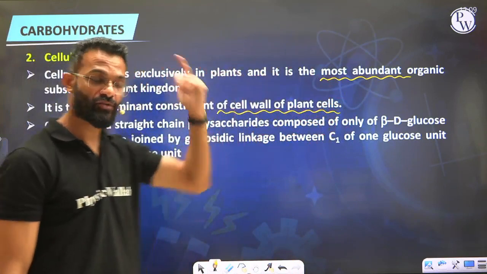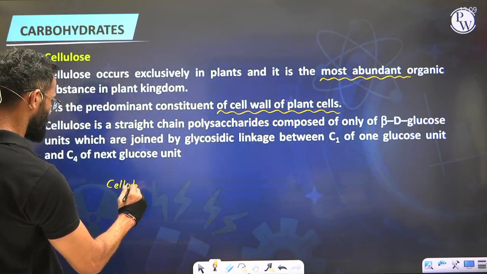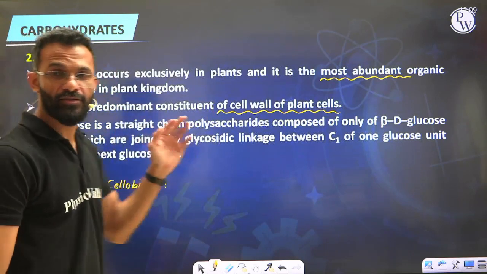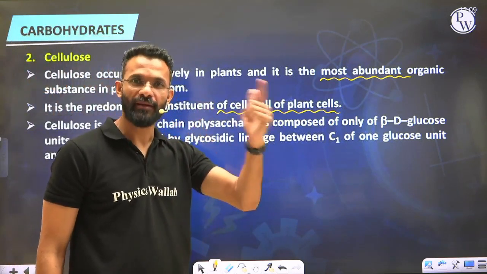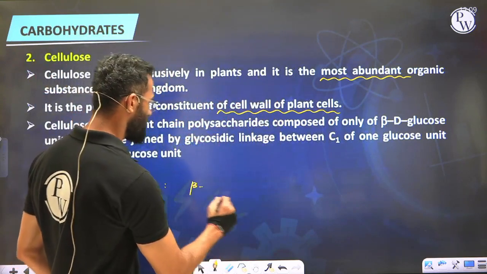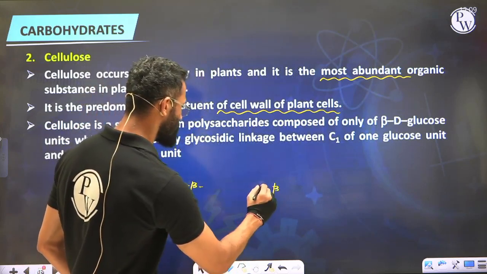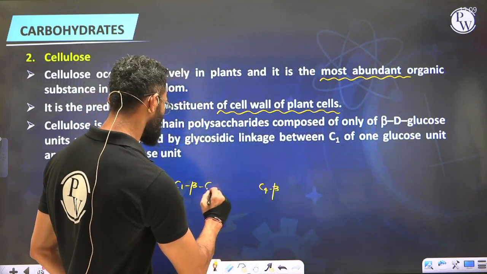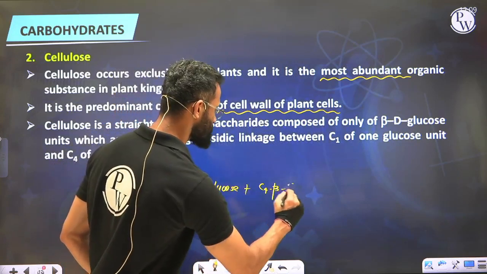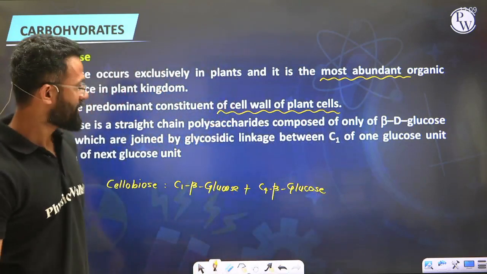Well guys, now try to recall what you studied in cellobiose. What we studied in cellobiose, the fourth one, in small c. So we had beta and beta, C1, C4, glucose and glucose. Correct? It's just that in cellobiose we were having only 2 units, and now it's a polysaccharide.